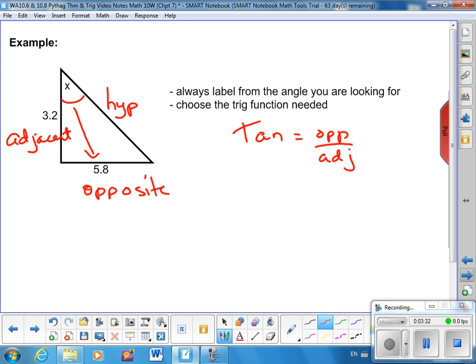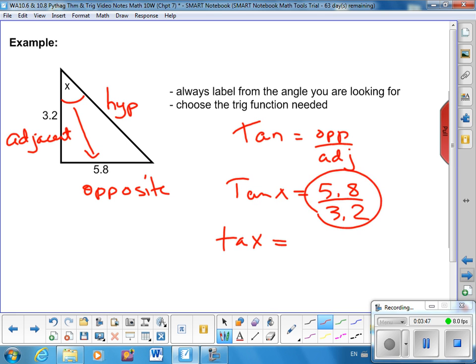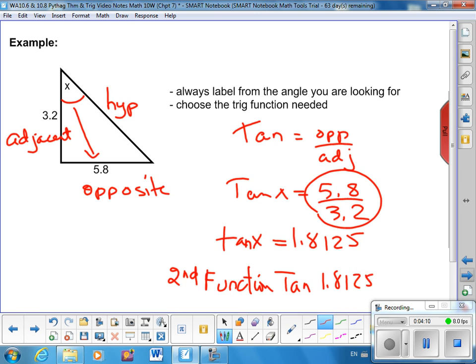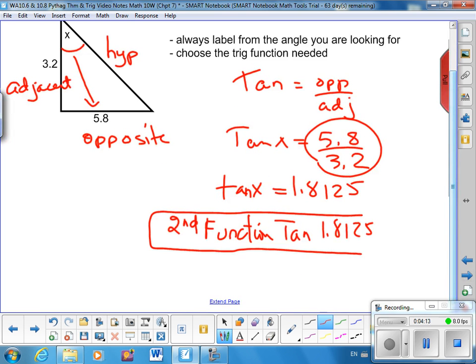So it helps a lot if you know your combinations of the three trig functions. So the tan of x equals 5.8 over 3.2. Take this fraction and turn it into a decimal. Now you have the tan of the unknown angle equals 1.8125. So this is when you use your second function button. This is what you type into your calculator: second function tan 1.8125.